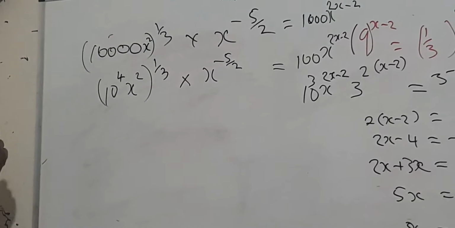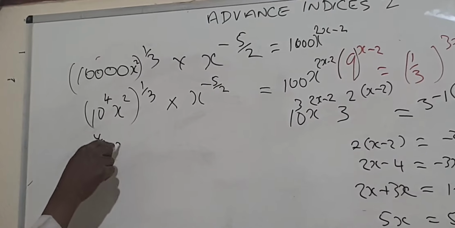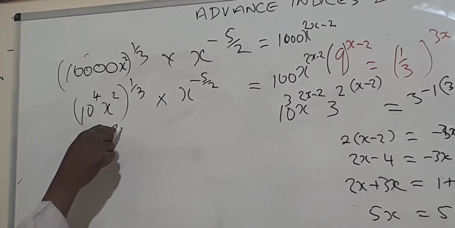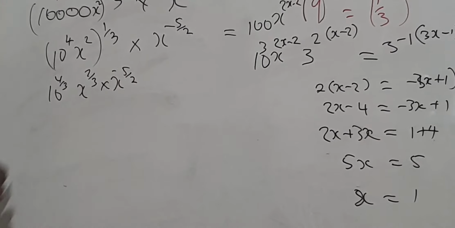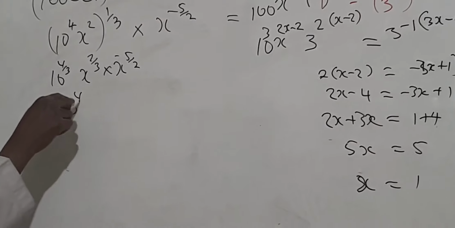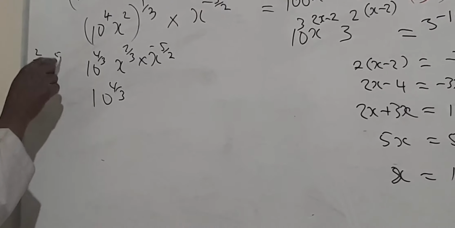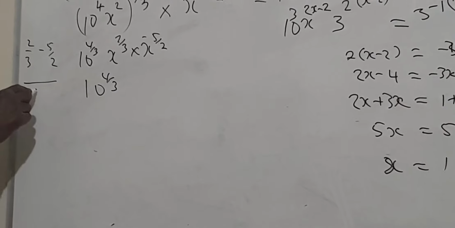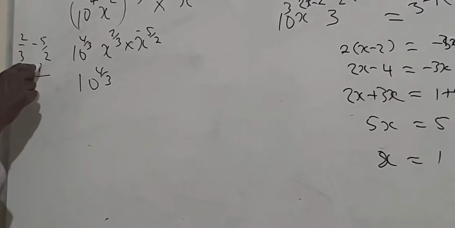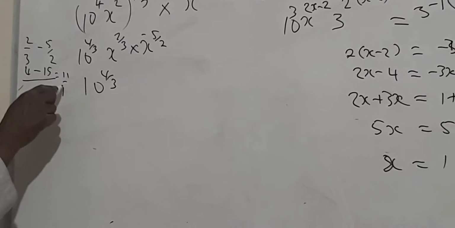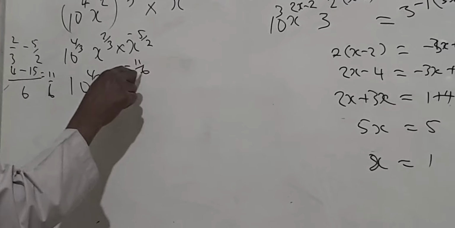So the powers: 10 to the power 4 over 3, x to the power 2 over 3, times x to the power 5 minus 5 over 2. You add them. So 10 to the power 4 over 3, and you add 2 over 3 minus 5 over 2. That is 2 times 4 minus 15, which is minus 11 over 6. x to the power minus 11 over 6.